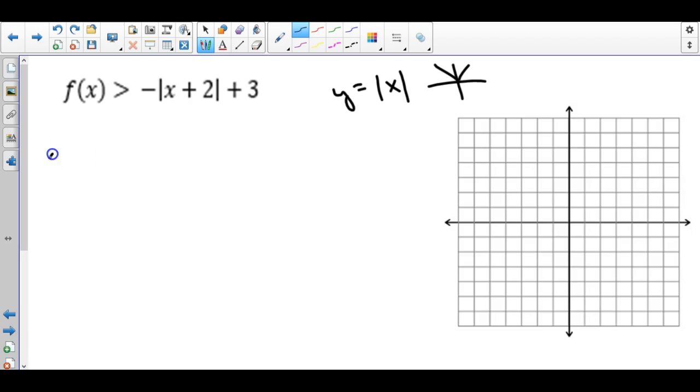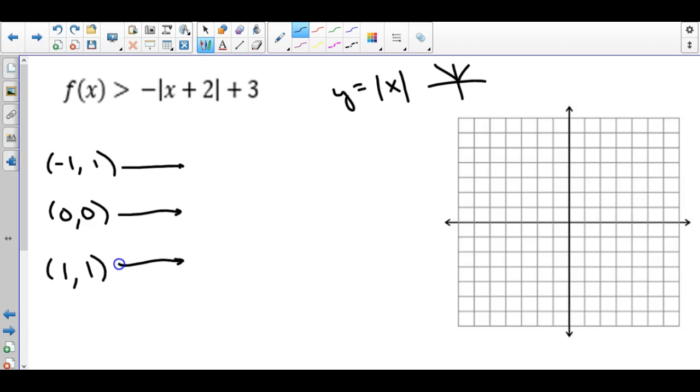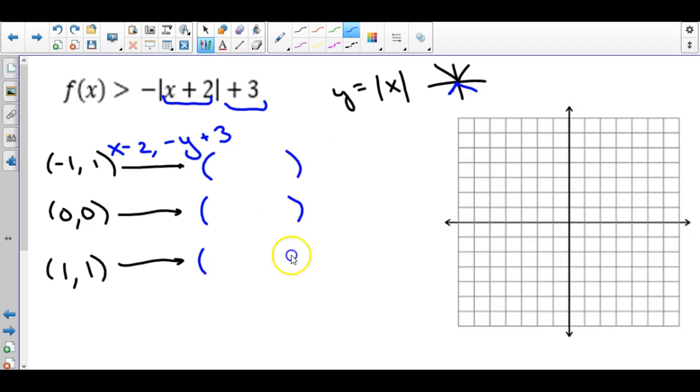So the points that I like to start off absolute values with are negative 1, 1, 0, 0, and 1, the absolute value of 1 being 1. And we'll transform these 3 coordinates, and then we'll do our shading. So the first thing, within my argument, I have a plus 2, which is going to horizontally translate my graph to the left 2 units. This negative is going to make my y's go negative first before I add 3 to them, which is a translation. But the negative is what's going to reflect, so that tells me the V-shape is going to be upside down then. So I'm going to apply those characteristics before I look at the inequality part of this.